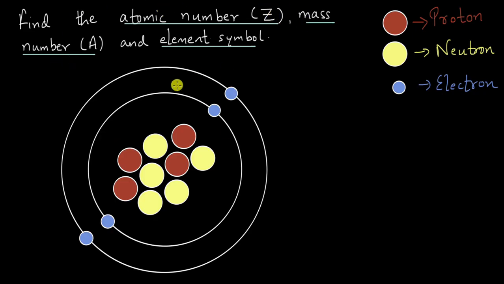Remember, the atomic number is represented by Z and the mass number by A. I always used to get confused. I used to write atomic number A. But no, the mass number is A. And these letters are coming from the German words for mass number and atomic number. But we won't get into that in this video. So let us start with the atomic number Z.